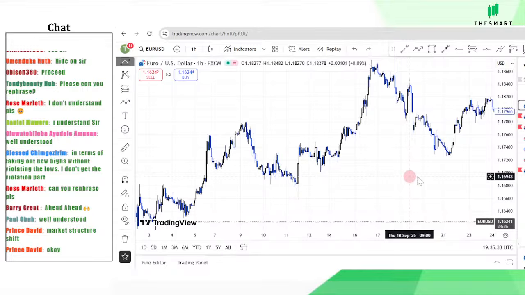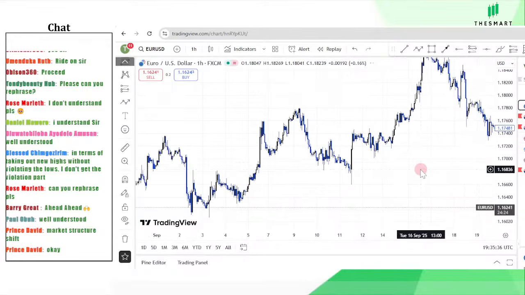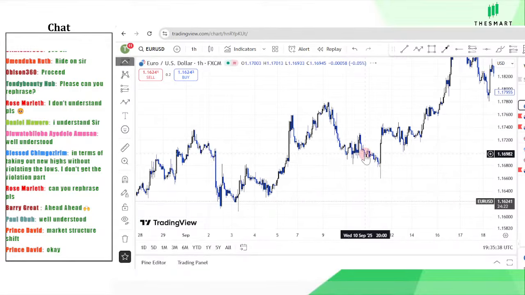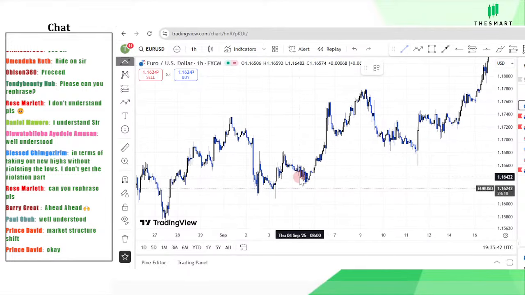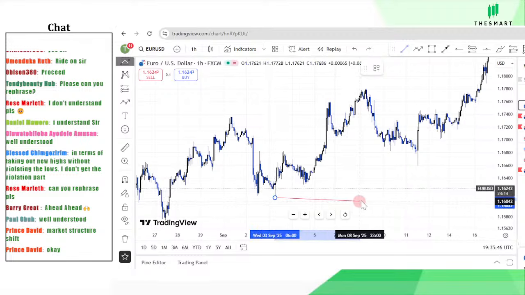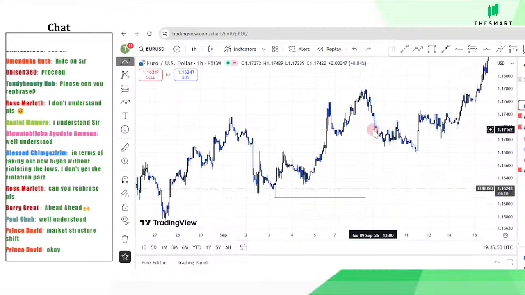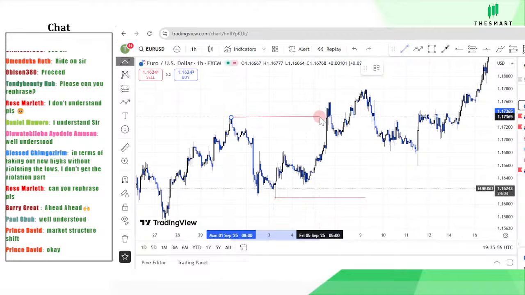All right, so let's mark our range. Let's say this is our last low. Let's use this as our low here, and I just want to mark the bigger structure. So let's say this was the last high at this point. Now what did you see?